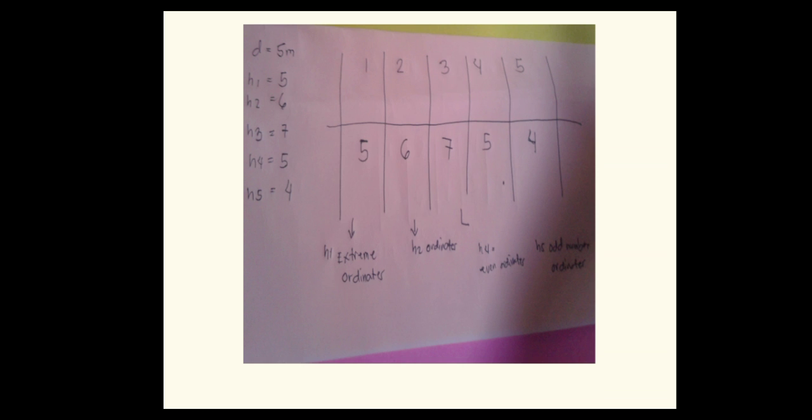So may I give h sub 1 is equal to 5. h sub 2 is equal to 6. h sub 3 equal to 7. h sub 4 is equal to 5. h sub 5 is equal to 4. So, h sub 1 and h sub 5, these are the first and last ordinates, and the second and the fourth are the even ordinates, and the middle, h sub 3, is the odd ordinate.